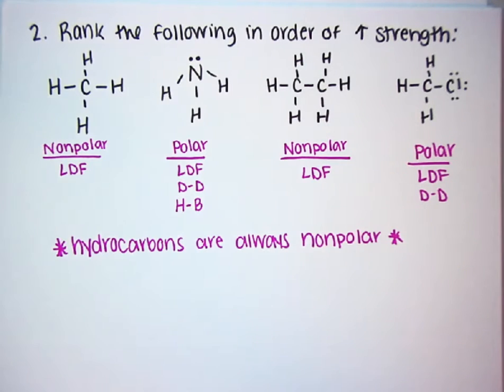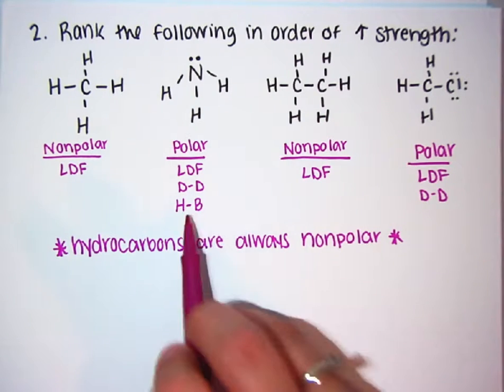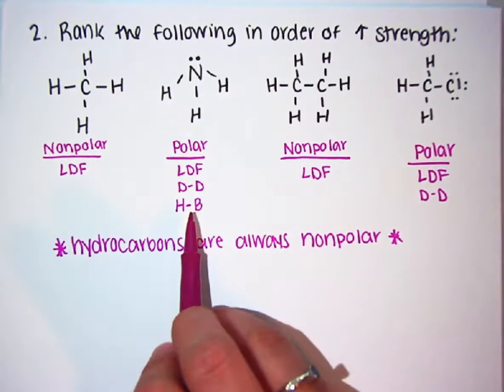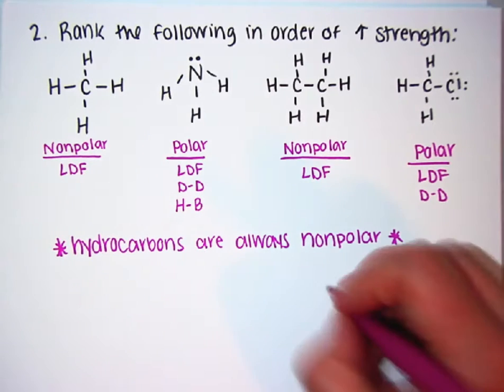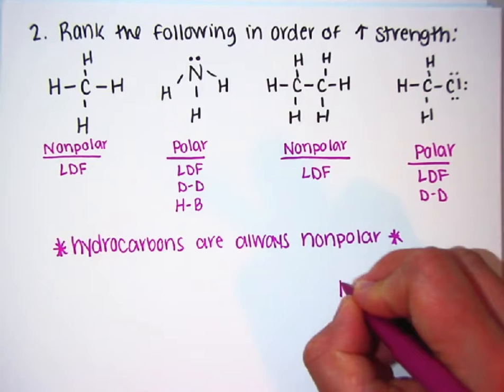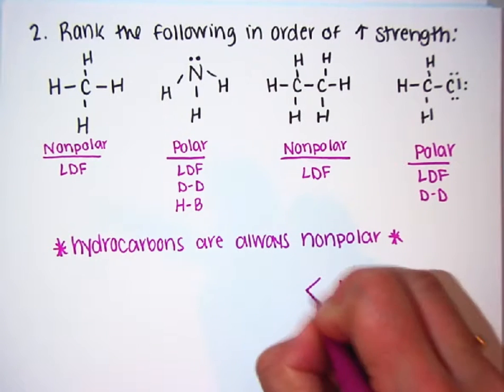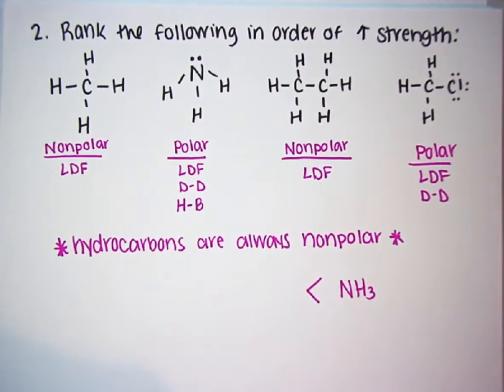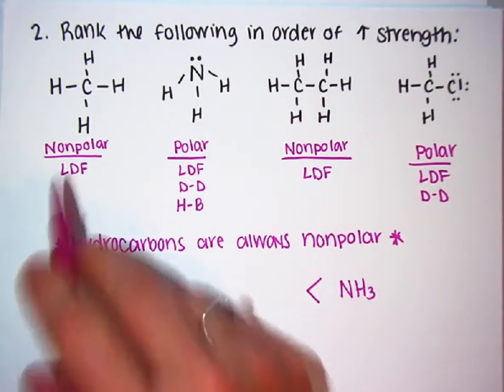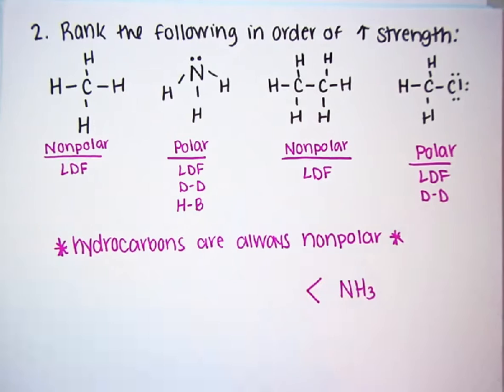So let's go with the strongest first. Hydrogen bonding is the strongest intermolecular force of the three. So that means ammonia, NH3, would have the strongest intermolecular forces. We said LDF is the weakest, dipole-dipole is a medium strength force.